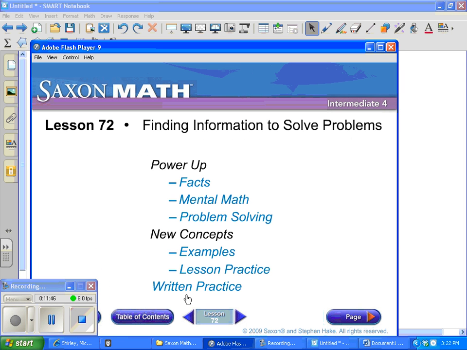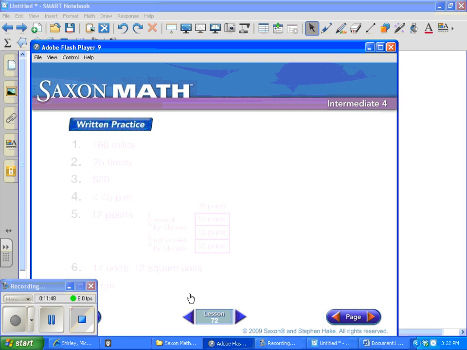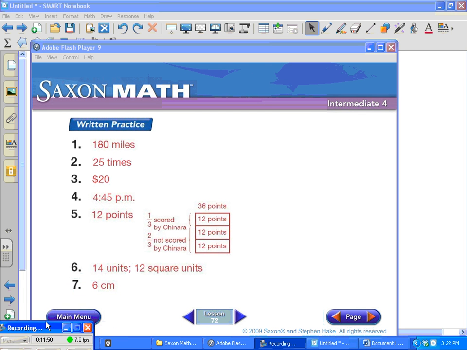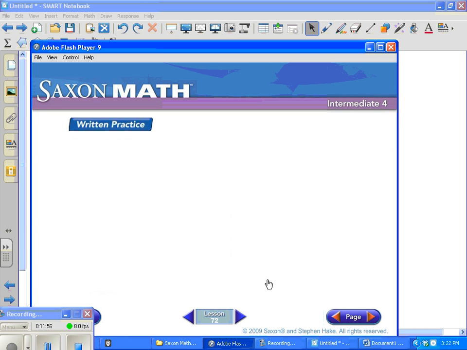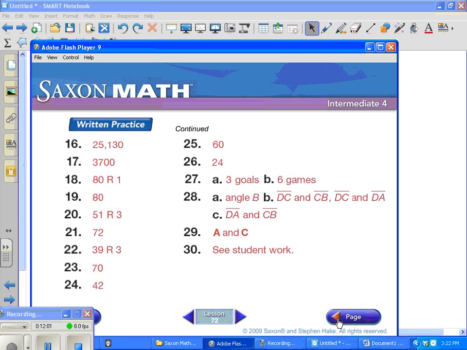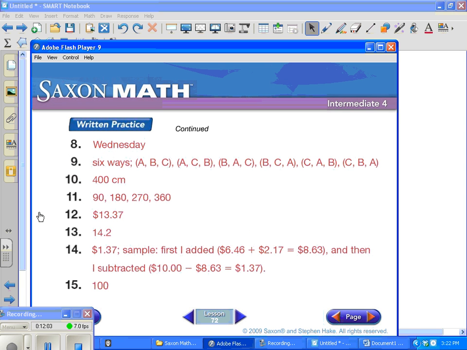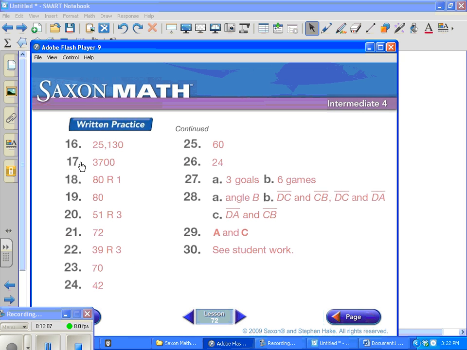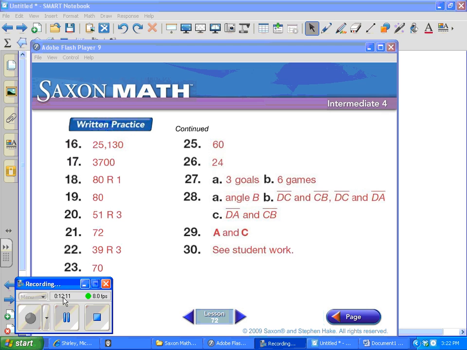Okay, and you also need to go back and check 72 written practice. So hit pause as you check 1 through 7. Sorry about that. Hit pause as you check 8 through 15. Hit pause as you check 16 through 30. And you are finished.